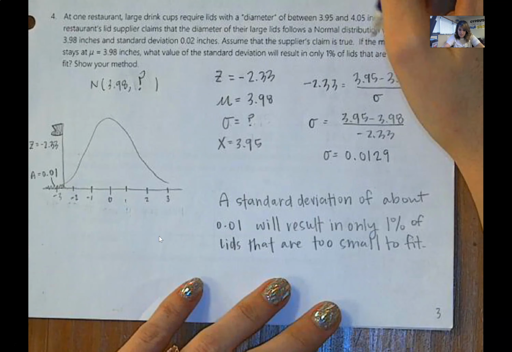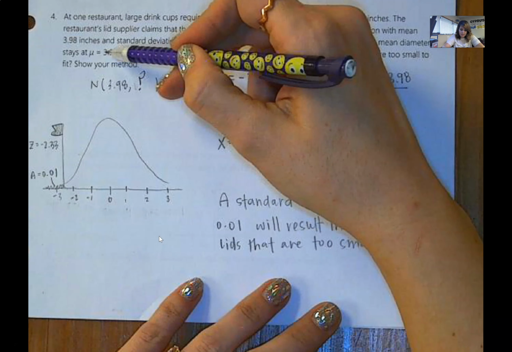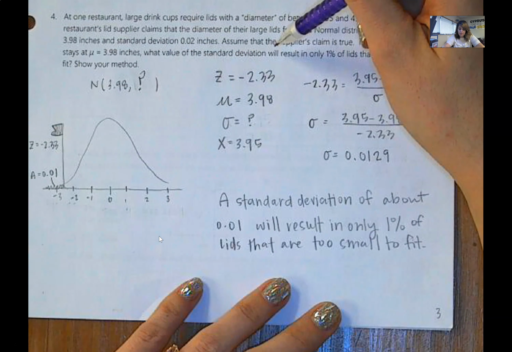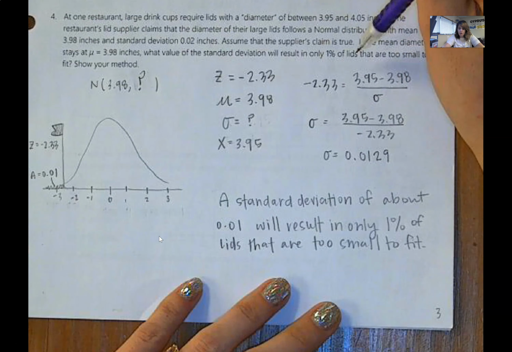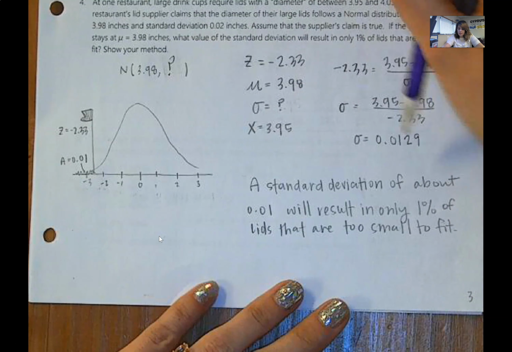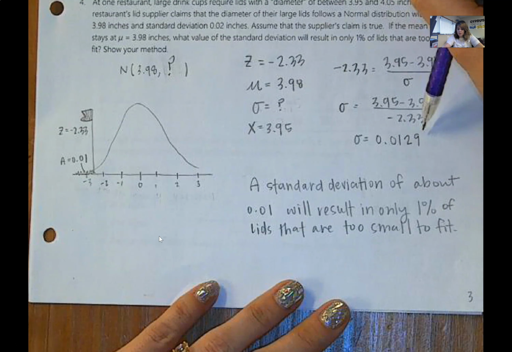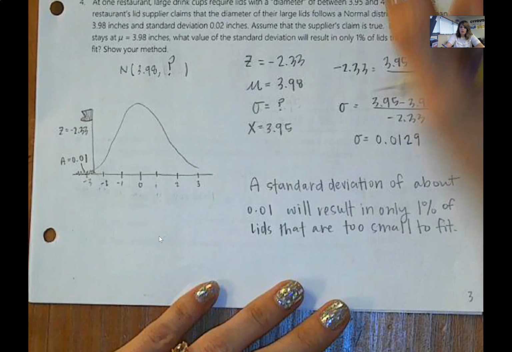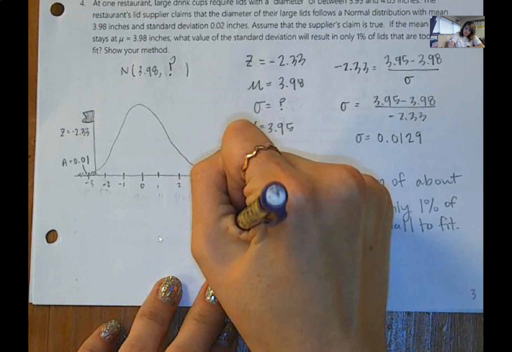Okay, so if the mean diameter stays at 3.98 inches, what does the value of the standard deviation need to be to have 1% of lids that are too small? So I go through and solve it, and I ended up getting a sigma of 0.01. A standard deviation of about 0.01 will result in only 1% of lids that are too small to fit or too large.